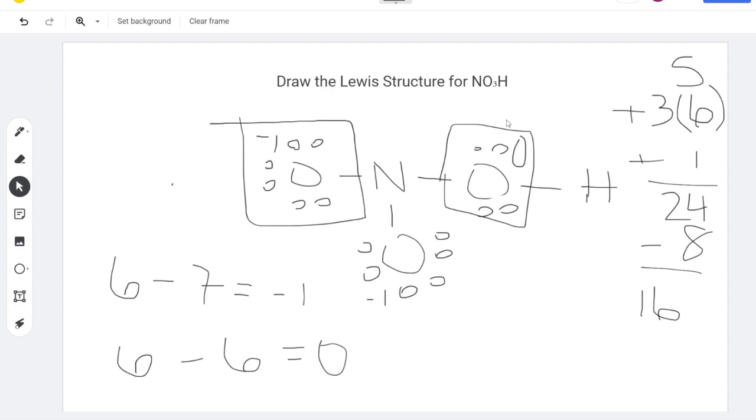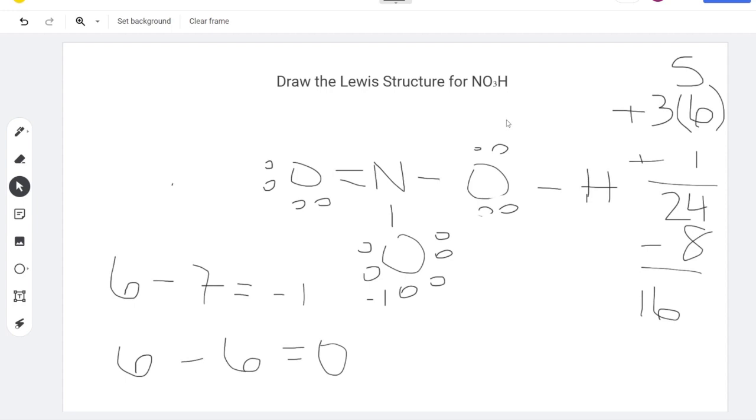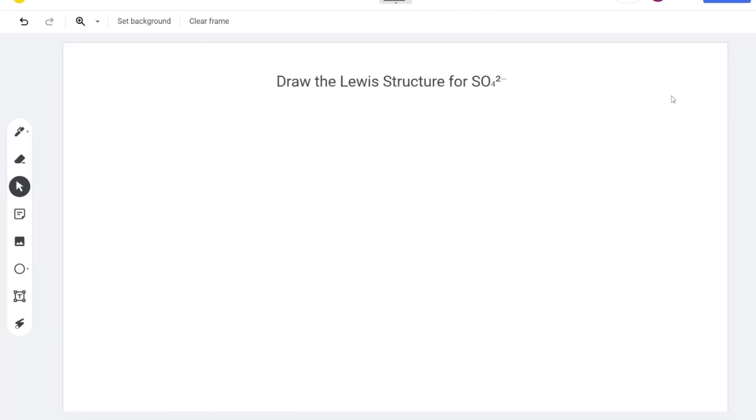So we're not going to disturb the 0 in this oxygen, but rather we're going to take an electron pair from one of the already negatively charged oxygens and share it with nitrogen. And there we have it, the Lewis structure for NO3H. Let's look at one more problem. Draw the Lewis structure for sulfate, or SO4 2-.